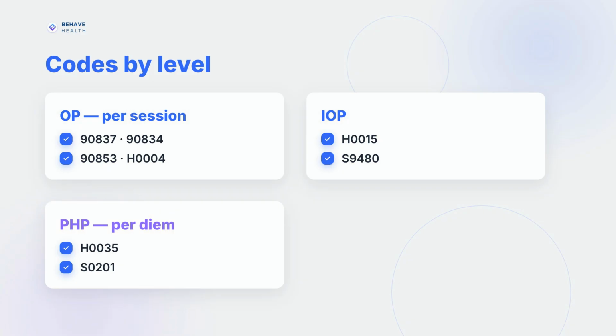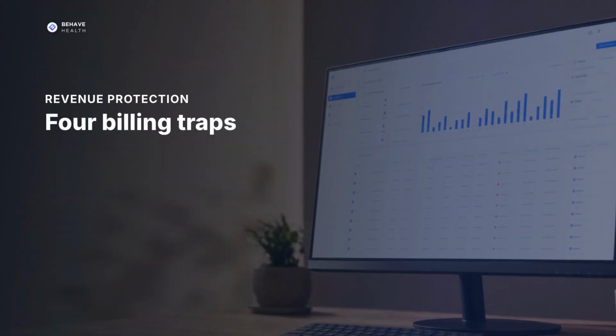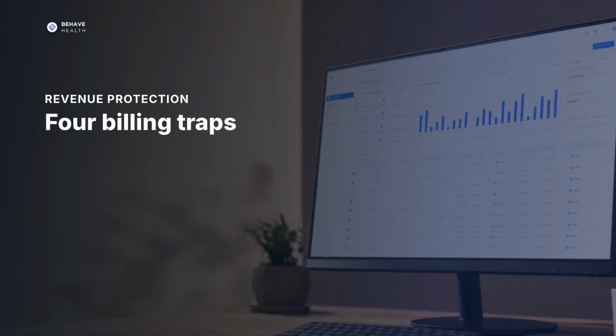IOP may be session-based or per diem. H0015 or S9480, often used by commercial payers. PHP is most commonly per diem, H0035 or S0201 with some commercial payers. 4 billing considerations protect your revenue.